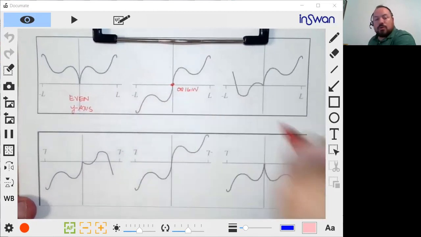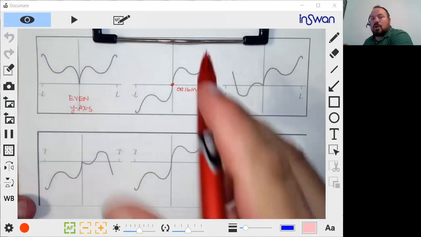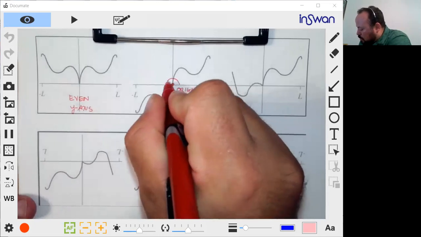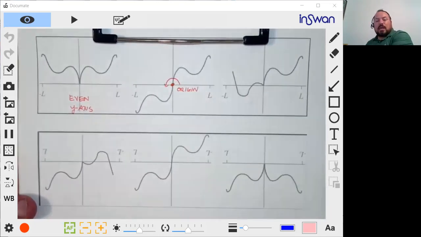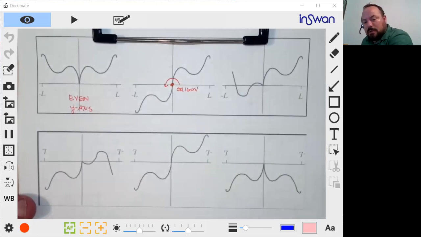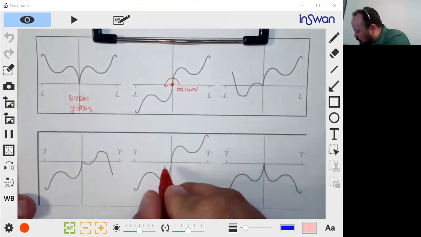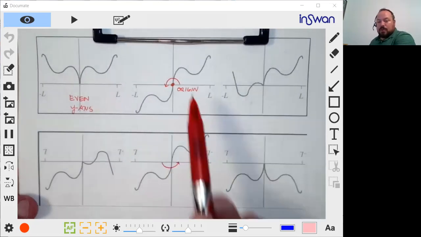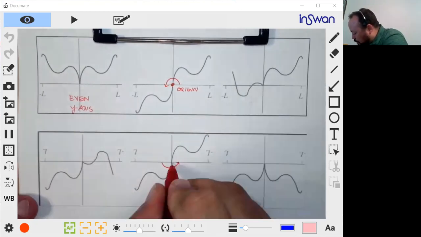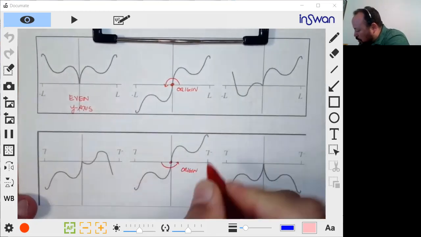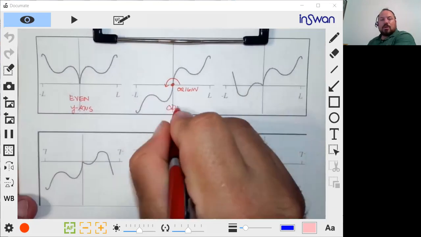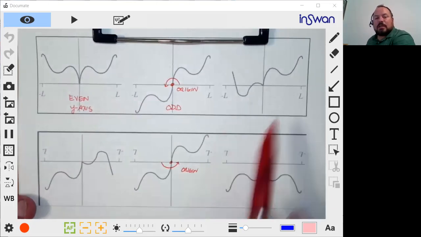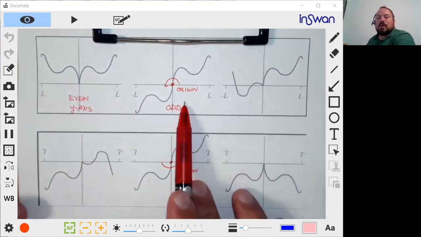If I have this rotational symmetry in the origin, what we mean by that is that if I were to rotate this around 180 degrees, if I were to take my graph and rotate it around 180 degrees, would I end up looking the same? And if that is true, then we call these functions odd.